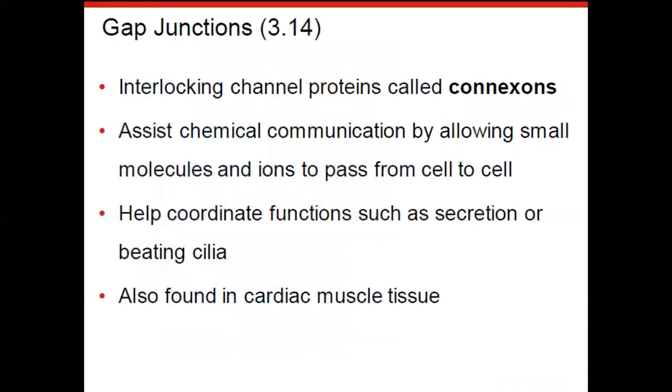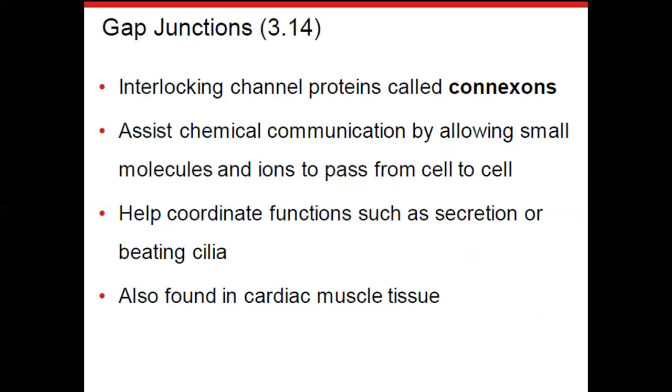Gap junctions are a different type of cell-to-cell junction that interlock channel proteins called connexins. Connexins connect to one another and create a pore from one cell to the next. And that allows communication between the two cells so that small molecules and ions, for example sodium ions, can pass from one cell to the next through that pore that's created by these cell adhesion molecules. They help coordinate functions like secretions and the movement of cilia.